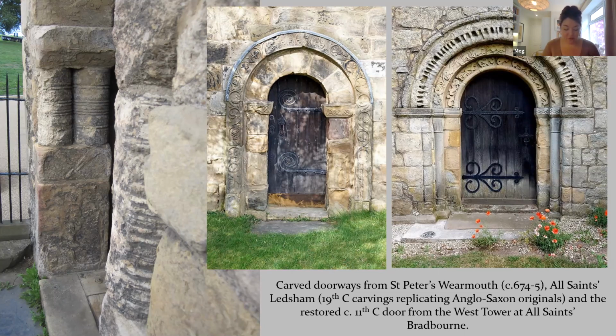However, before exploring some English examples of significant thresholds, and I've given you three of my favourites on screen, including Wearmouth, Ledsham, and Bradbourne, I'm going to set out some of the wider artistic symbolic tropes that might have informed these English iterations. And I'm going to do that by looking at some contextual examples from the wider church, particularly the monumental mosaic programs that we find in Italy.